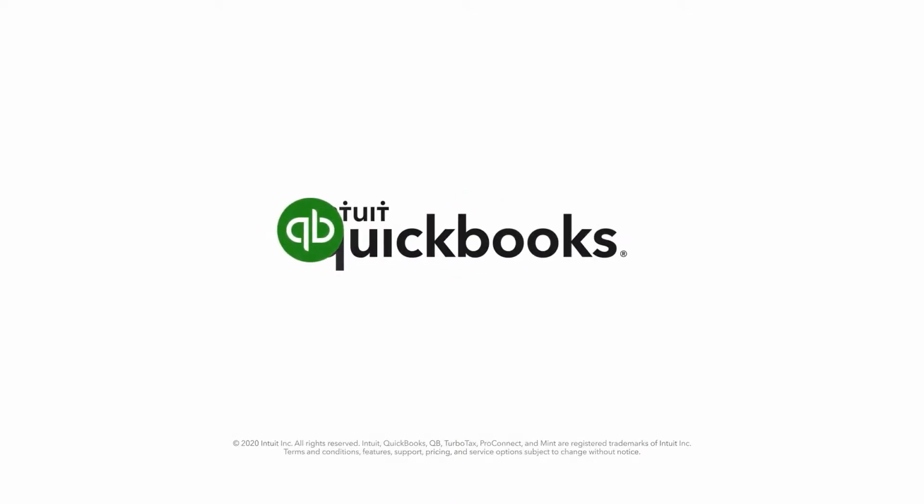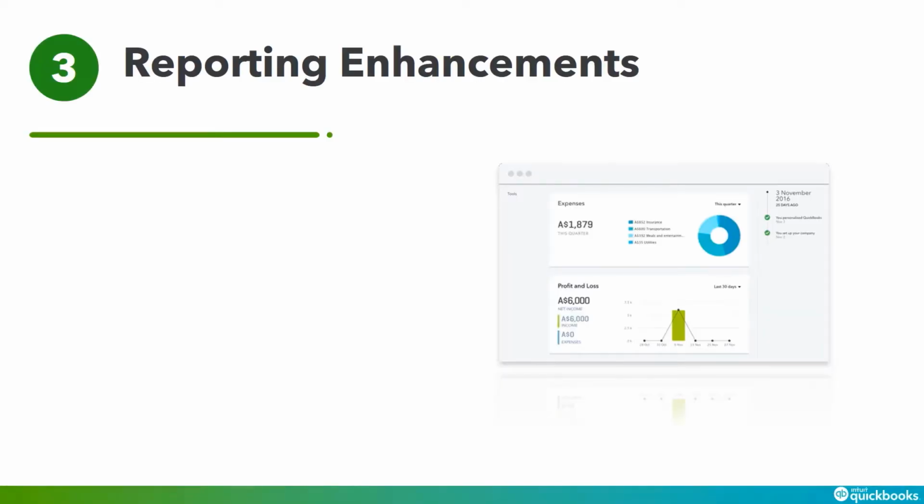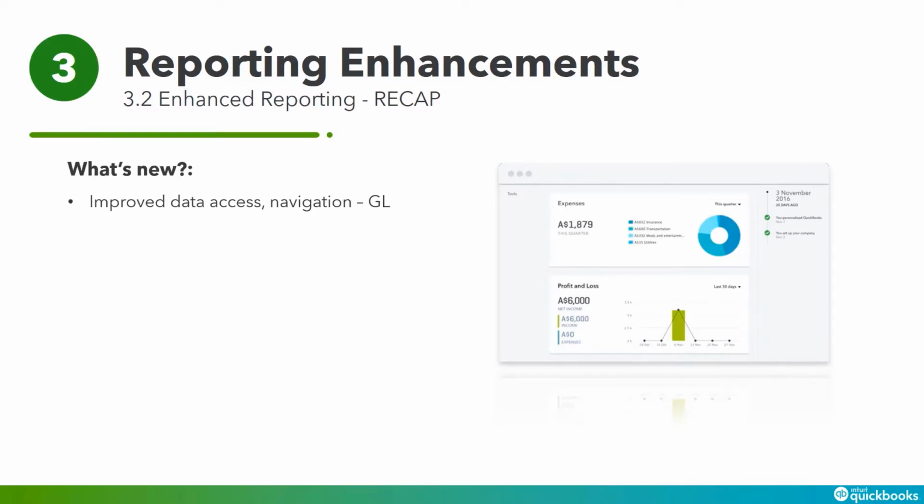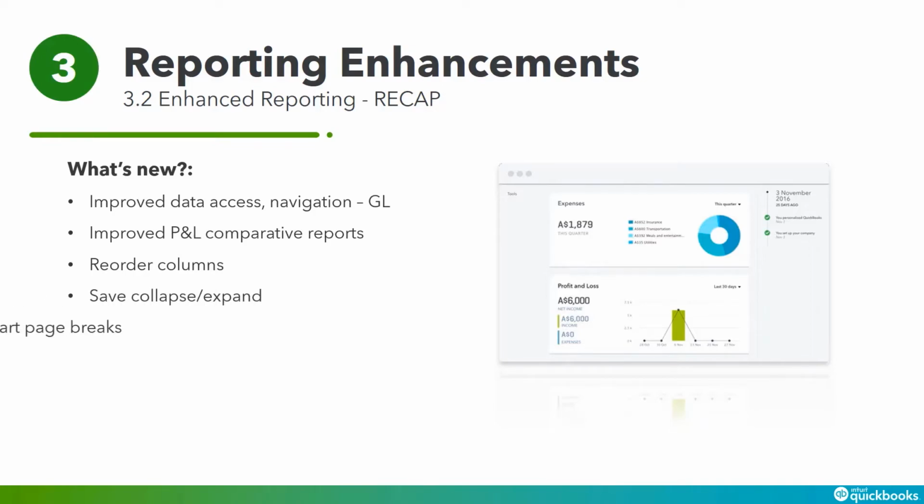And I'll hand it back to Kaylee to recap this awesome feature. There were a lot of updates there, so let's go back through a little recap of what we've just seen. There's improved data access with improved navigation in the general ledger, improved P&L comparative reports. You have the ability to reorder columns. You have the option to save collapsed and expanded rows. And finally, smart page breaks.